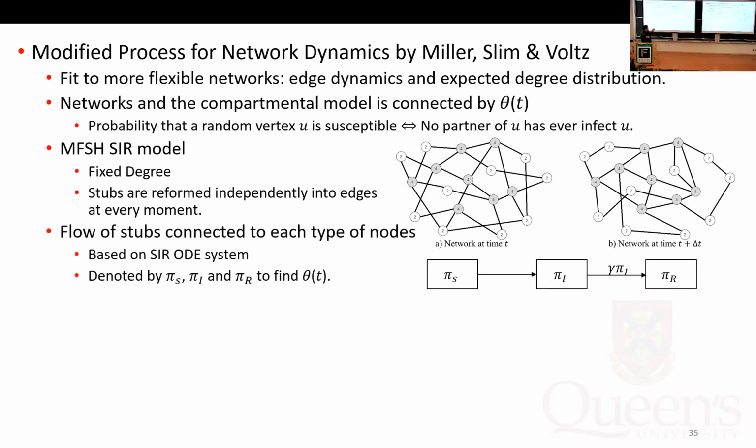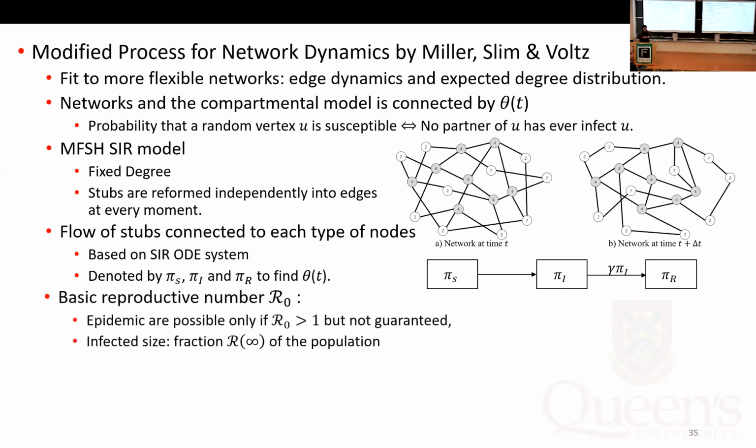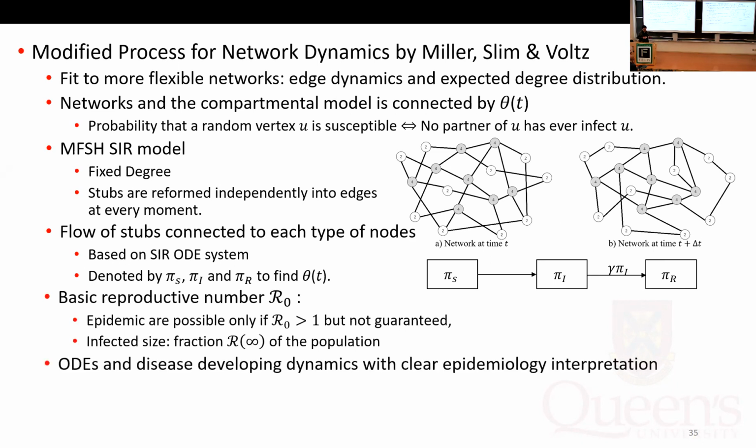A good point of this method is that it has a flow similar to the SIR model, but based on the stubs belonging to each type of node. And we have a similar ODE system to reflect the dynamics of the epidemics. We can get the basic reproduction number and other epidemiological results from it. Another good point is that we have ODEs and the disease developing dynamics with clear epidemiological interpretation. It also works with the CM model and more flexible networks. So that's the idea of the percolation process.